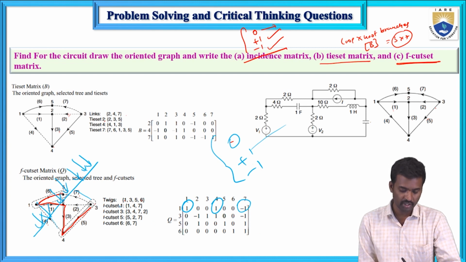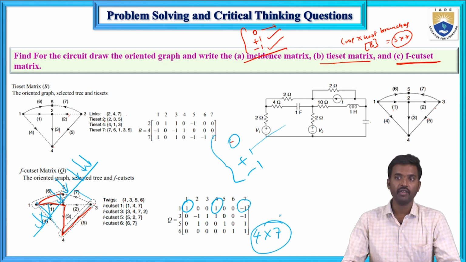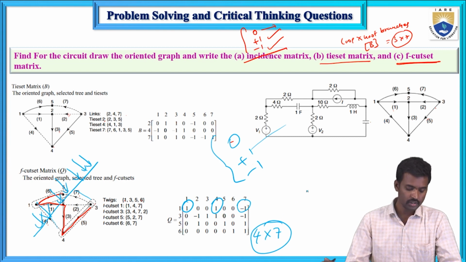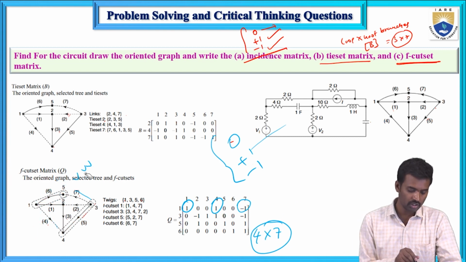Here the number of F cut sets is 4 and the number of branches is 7. So the number of F cut sets depends upon the number of twigs in a tree. In this tree, we have 4 twigs. So this is okay, this F cut set is okay.